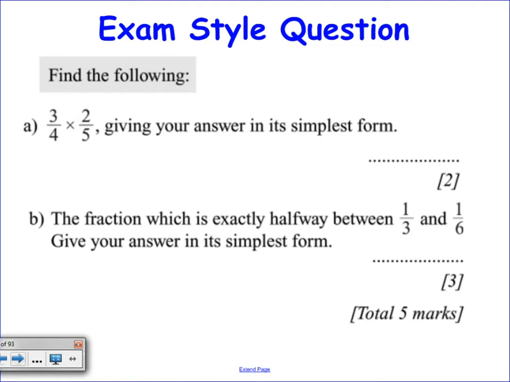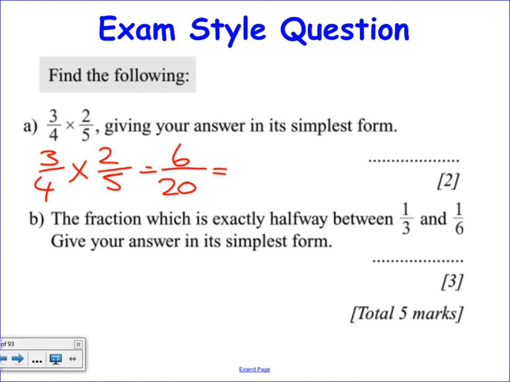So 3/4 times 2/5. What do I do? Good. The 3 times 2 gives me 6, and the 4 5s are 20. Happy? No. Good. Why am I not happy? It simplifies to 3/10, and that's probably why there's 2 marks, because there's a little bit of simplifying going on. Yeah? Got it? Yeah. Get in there.